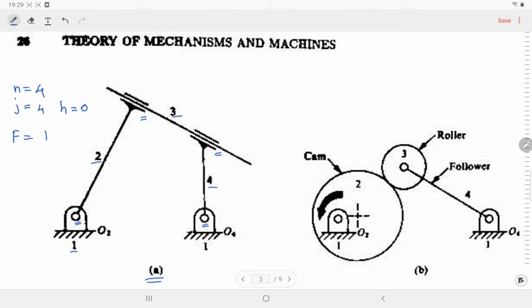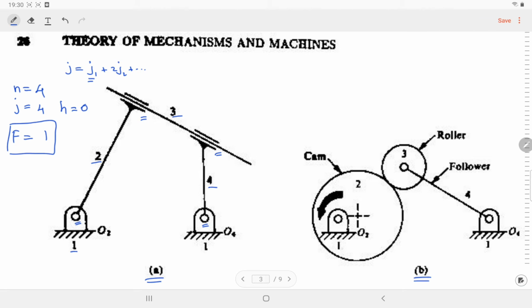Okay, and we also know that J is equal to J1 plus 2J2 plus dot dot dot, right? And all the other higher order kinematic pairs are 0, and only J1 is there, which is equal to 4. Therefore J is equal to 4. Okay, so the degree of freedom is 1 for this case. Okay, what about for B?